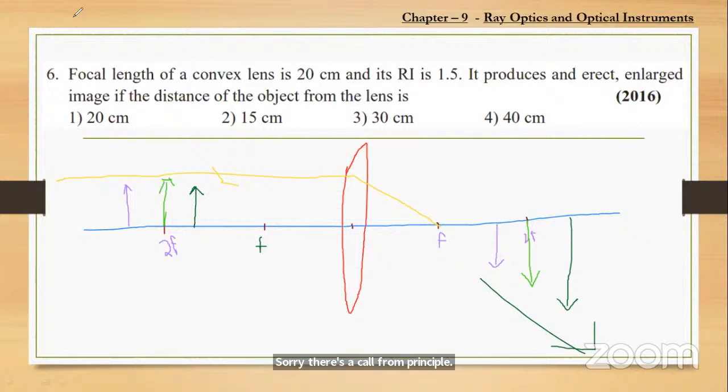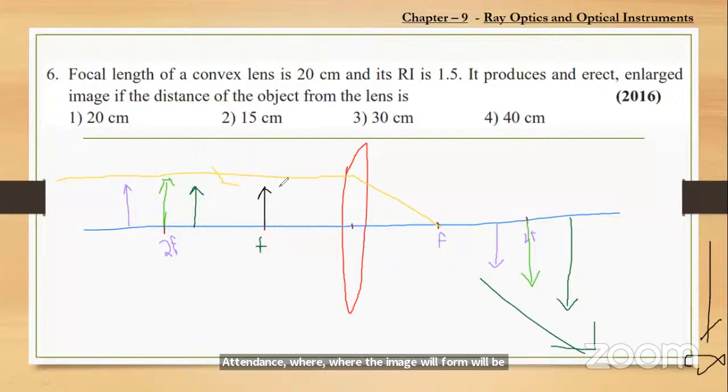Now you can observe that when you move from a long distance to near the pole point, as you move towards the lens, the image will be formed away from the lens, and the height of the image is also going to change. So what happens exactly if you keep the object on the principal focus? The image will be formed at a very large, infinite distance.